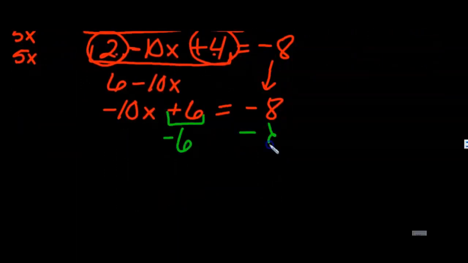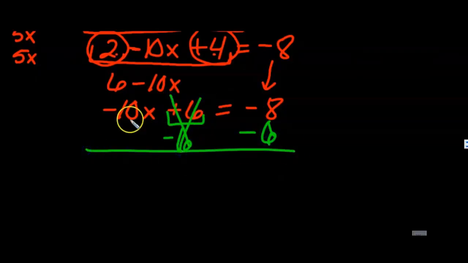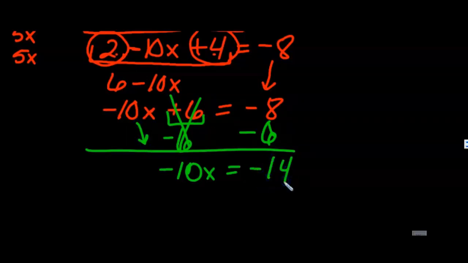Okay? We're going to undo the addition by subtracting 6 from both sides. Those 6's cancel. We are left with -10x down below, and then we have -8 minus 6 is -14.